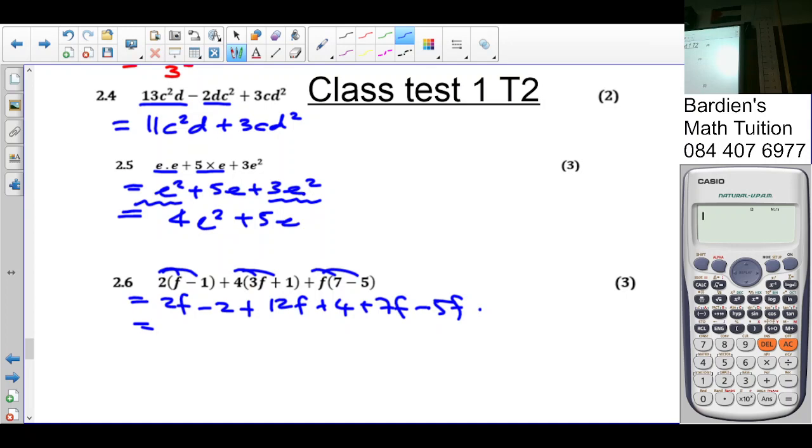So what do we do now? Like terms again. So 2f, 12f, 7f, 5f. And those two are like terms. So what is 2f plus 12f? 14f. 14f plus 7f, 21f. 21 minus 5, 16f.